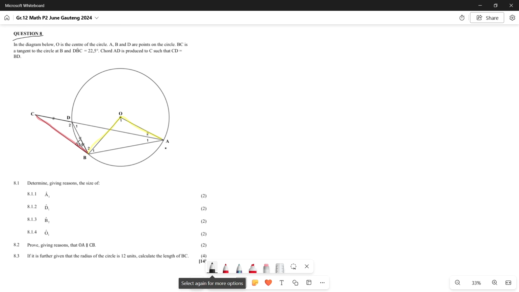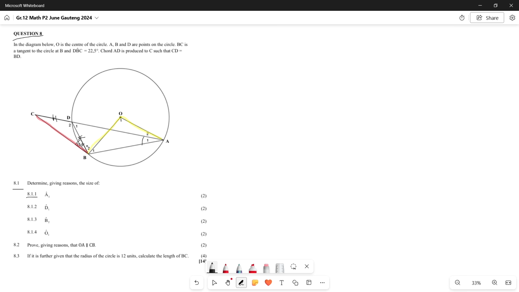degrees. Chord AD, so it's not cutting through the center of the circle, is produced to C, so it's angles on a straight line over here, such that CD over here equals BD as they mentioned. So we can already see that CD over here is equal to BD, which means that 8.1 says determine, giving reasons, the size of 8.1.1, angle A1, for 2 marks. So they want angle A1 over here.